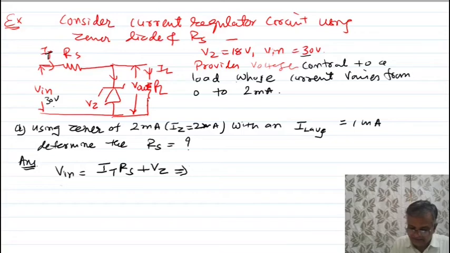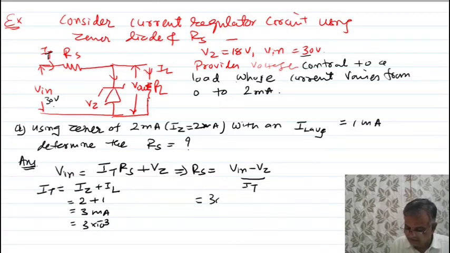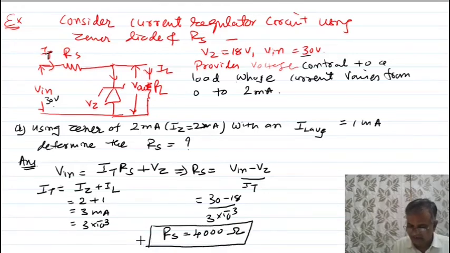So from this I can say RS is nothing but V in minus VZ upon I total current. What is I total? I total is nothing but IZ plus IL. Already it is given to you IZ is 2 milliampere, IL is 1 milliampere, total will be 3 milliampere, so it is 3 into 10 raised to minus 3. So if I write 30 minus 18 upon 3 into 10 raised to minus 3, you will get RS nearly about 4000 ohm. It is 4 kilo ohm.